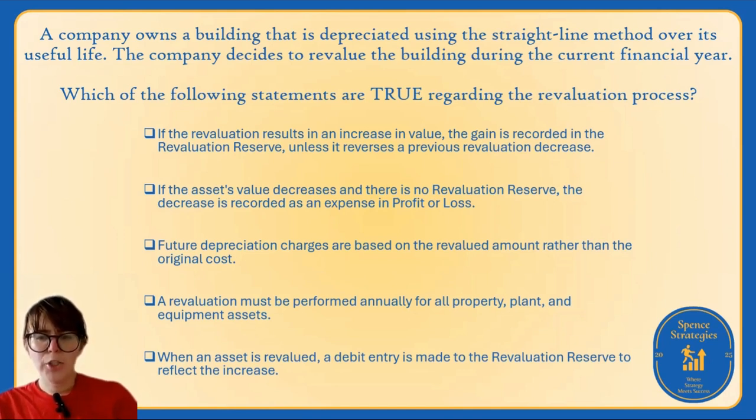Future depreciation charges are based on the revalued amount rather than the original cost. Well, this isn't going to be true. Just because something has been revalued either up or down over one year may not mean that that trend is going to continue. It was perhaps just an anomaly. It might have been for all sorts of different reasons, and therefore a business would continue to depreciate that asset using the straight line method over its useful life in accordance with the original cost. So that one is false.